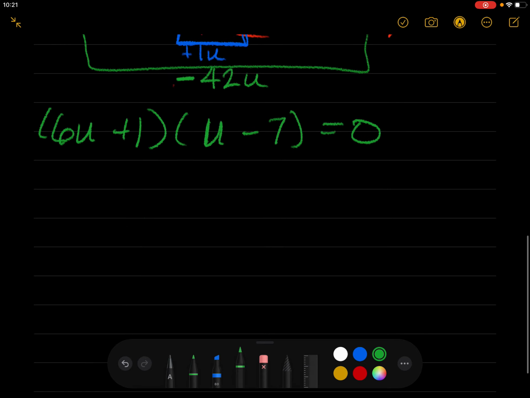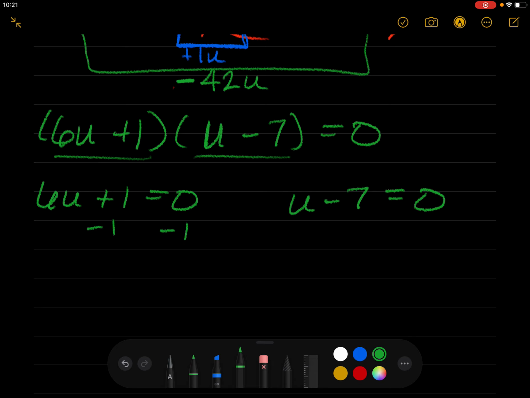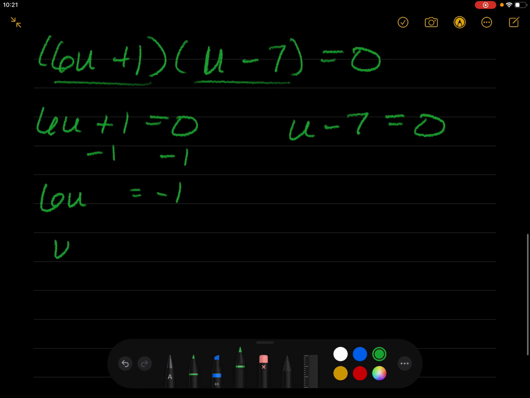right? Coming down, I'm going to solve these two using the zero product property. 6u plus 1 equal to 0, u minus 7 equal to 0. My first factor gives me u is equal to negative 1/6. My second factor results in u equal to a positive 7.